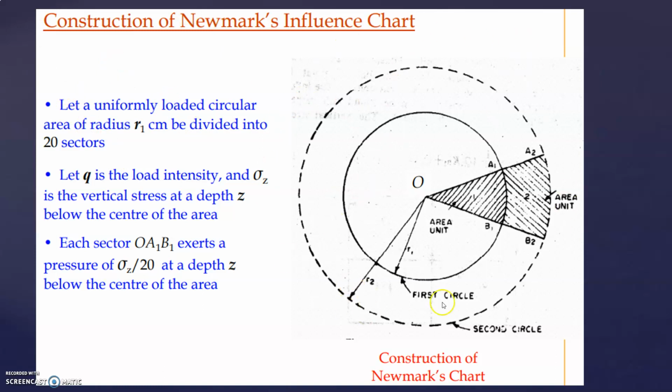This is one circle, the first circle, and this is the second circle. O is the center. This is the radius of the first circle, R1, and this is the radius R2 of the second circle. Now let a uniformly loaded circular area of radius R1 centimeter be divided into 20 sectors.